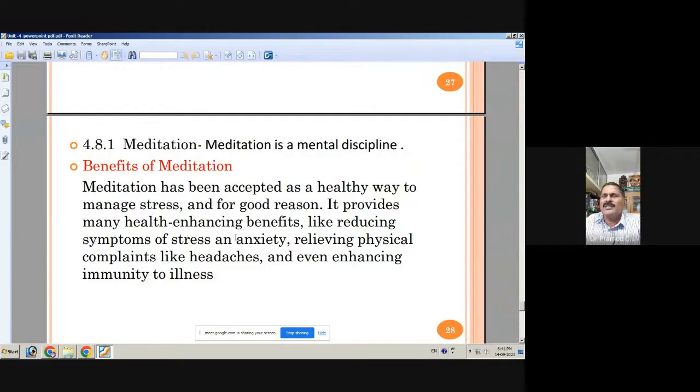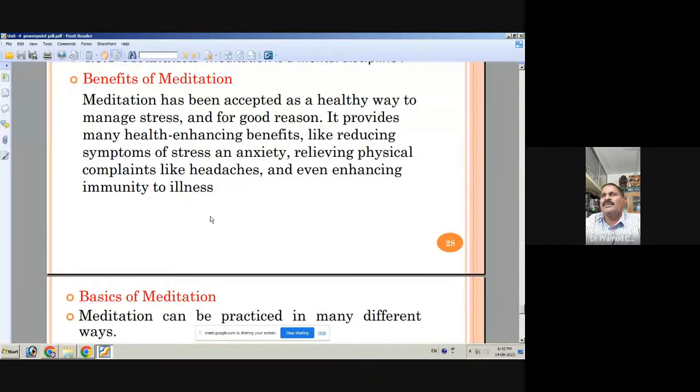When we are having stress, we have headaches. When we are having stress, we are having immunity problems. Then automatically meditation will give us some sort of health-balancing benefit, so that our health will be good. Sound health will always give a sound mind.